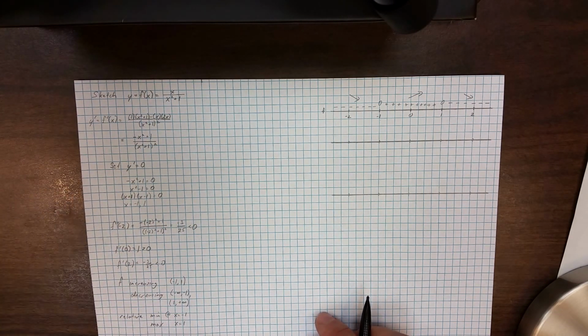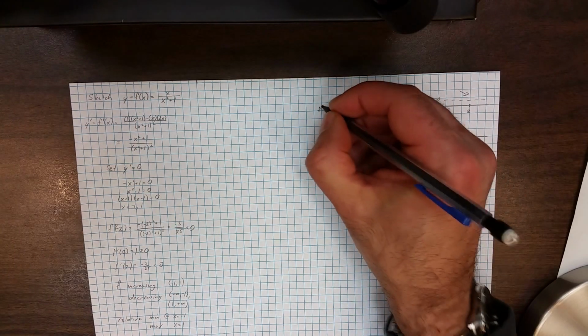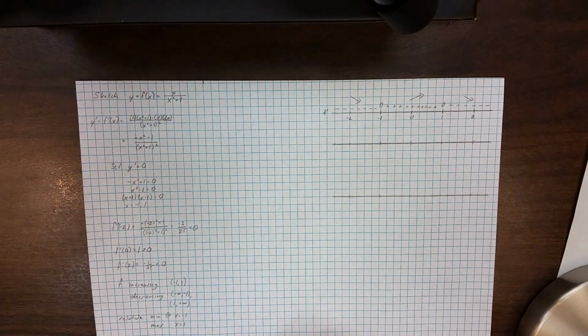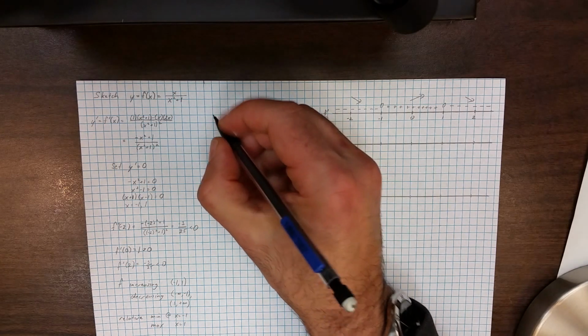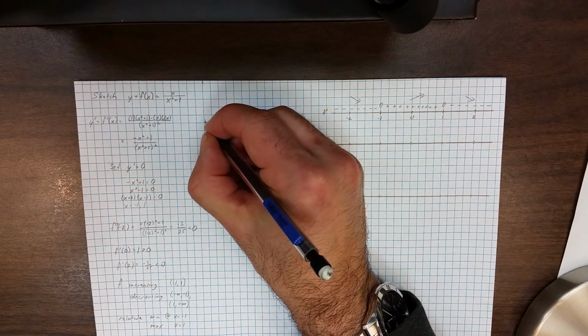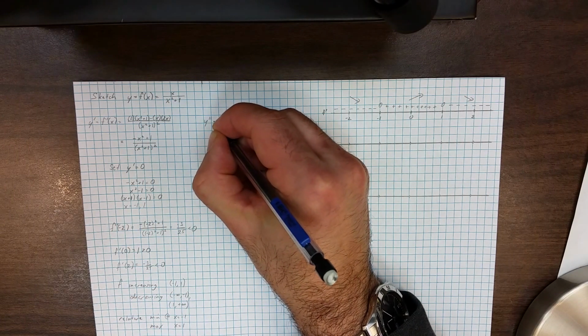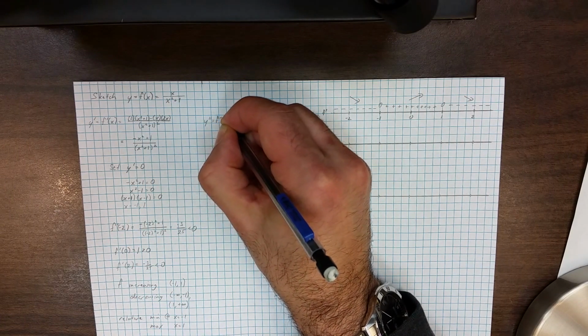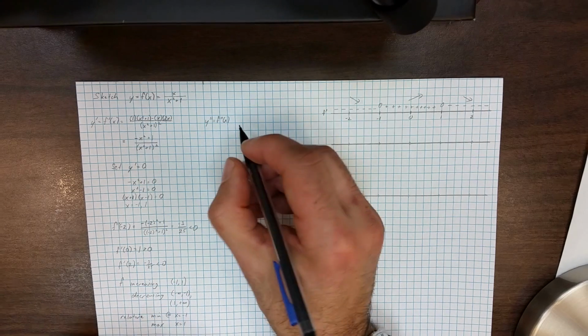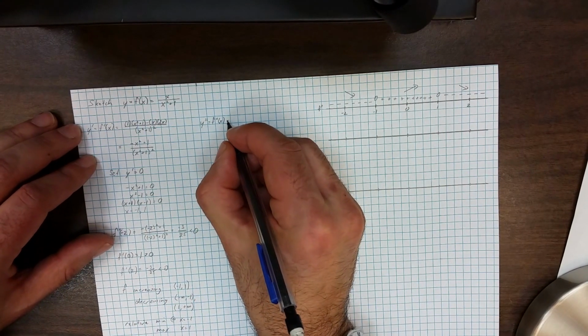And I think that's about as much information as we're going to squeeze out of the first derivative. This is the first derivative over here. Let's go ahead and now we'll take the second derivative, so y double prime, or f double prime of x. This is going to be a little bit more involved algebraically.